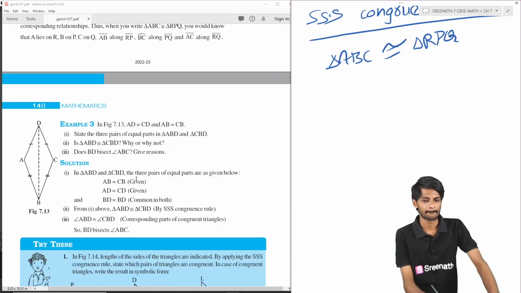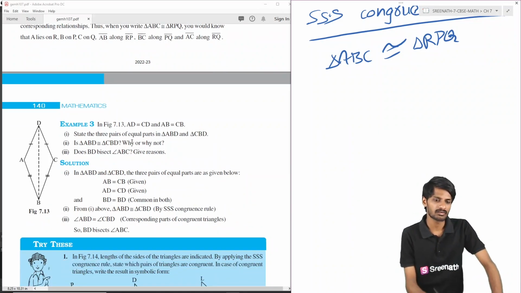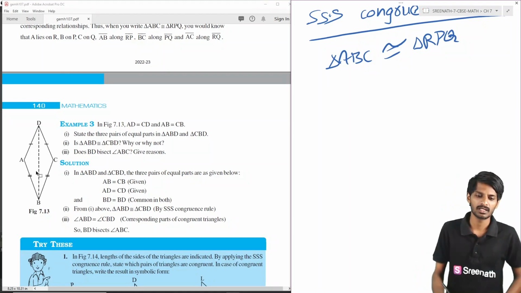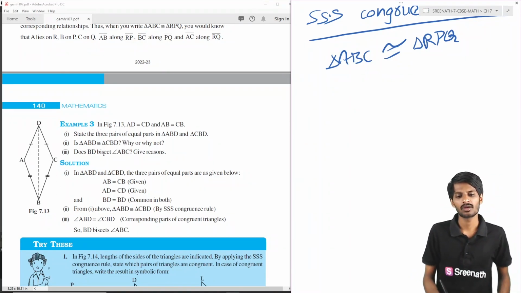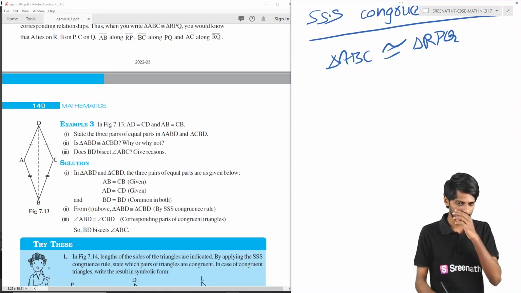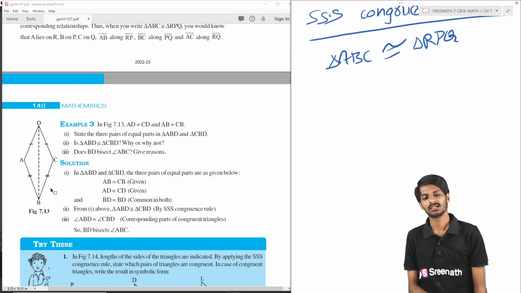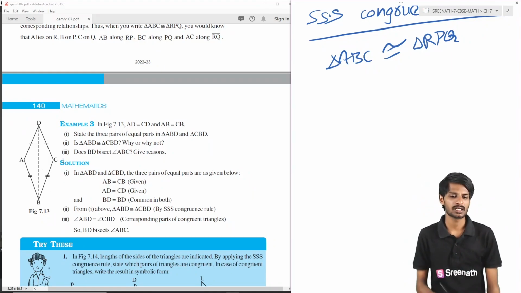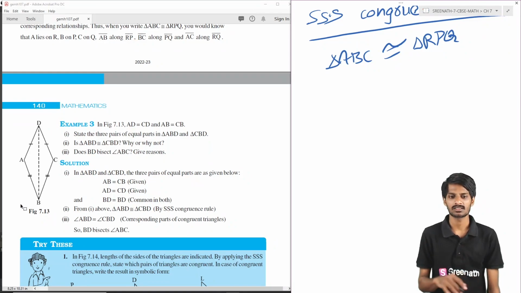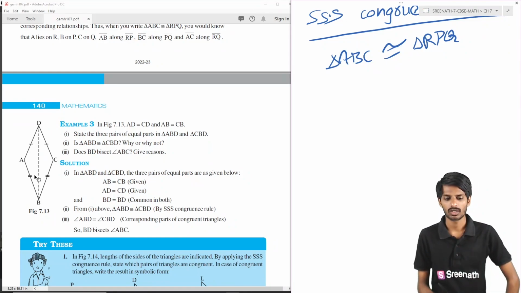Next, in figure 7.13, AD equal to CD and AB equal to CB. State the three pairs of equal parts in triangles ABD and CBD students. What are the three pairs of equal parts given? That is AD equal to CD, AB equal to CB, and BD equal to BD, a common length. So in both triangles three sides are equal.